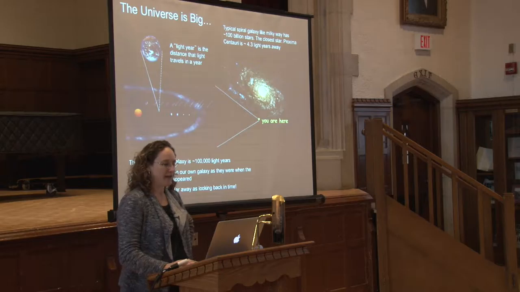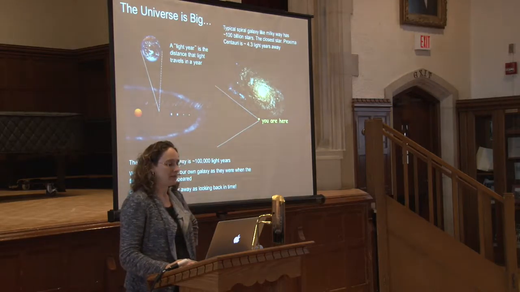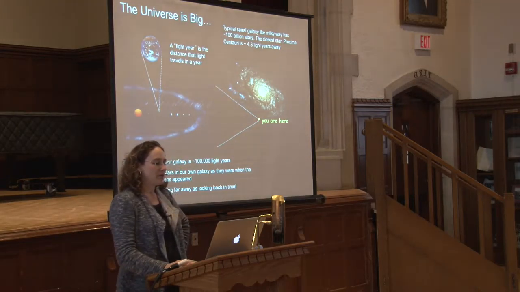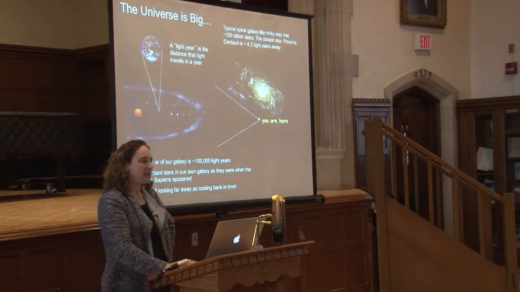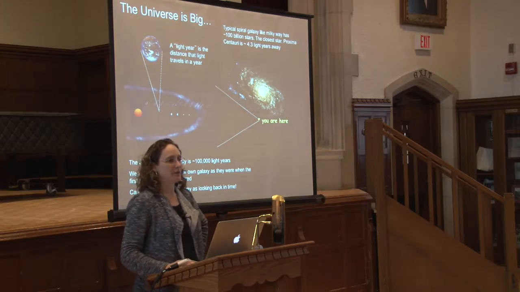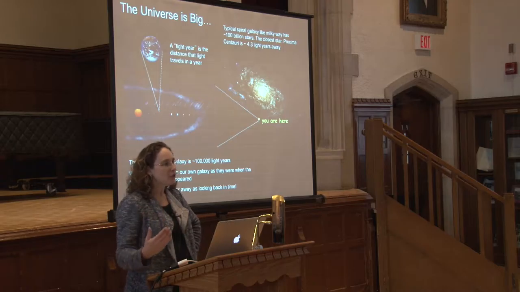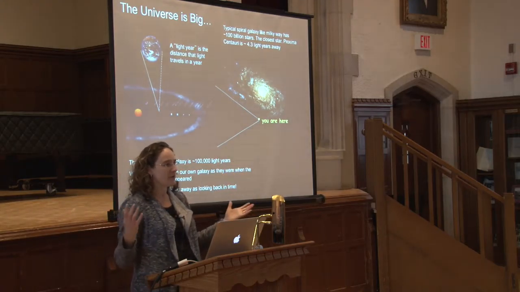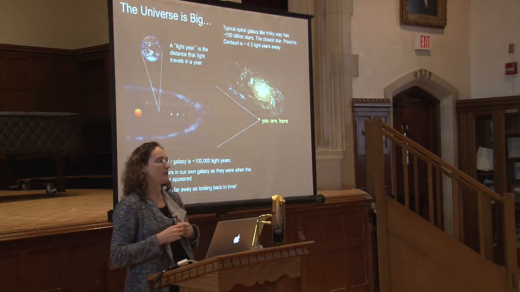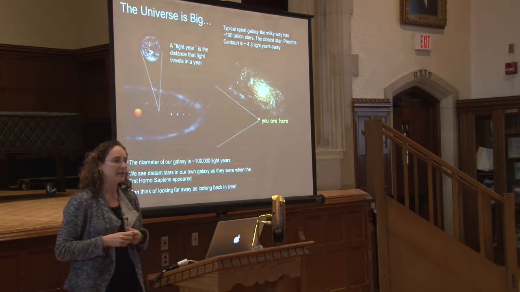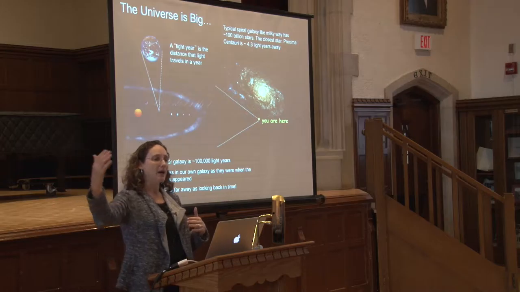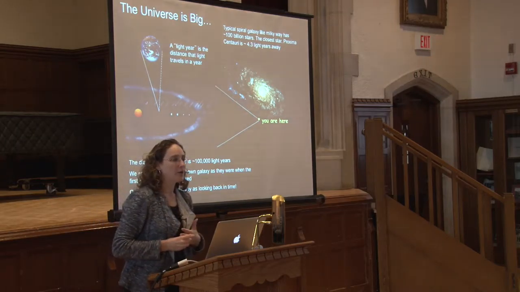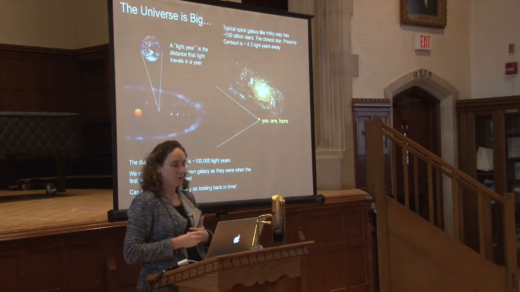But the diameter of our galaxy is about 100,000 light years. So we see the stars in our own galaxy as they were when Homo sapiens first appeared on Earth. So even looking at the things that are closest to us, not big exotic things out in the universe, but just ordinary, regular old stars sitting right here in our own galaxy, we're already looking back in time up to 100,000 years or more.